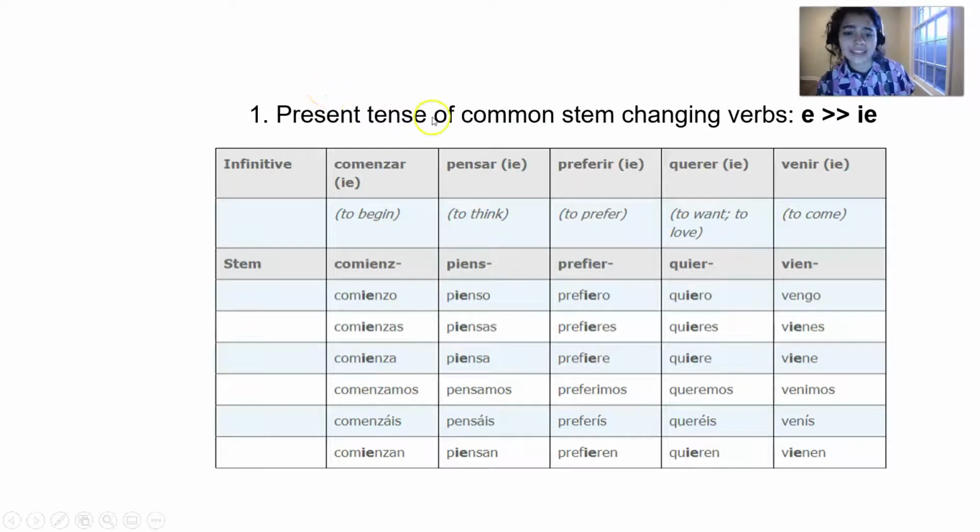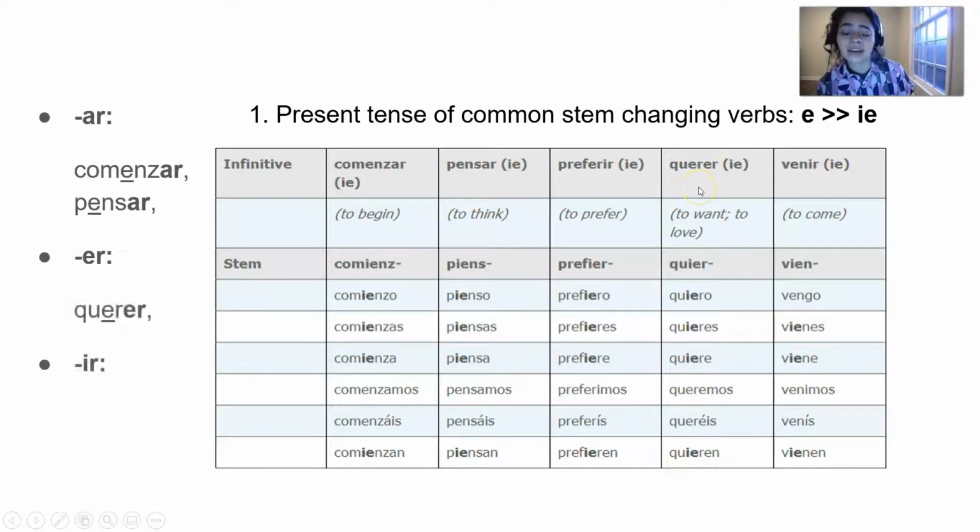Okay, present tense of common stem changing verbs from E to IE. So we have AR verbs like comenzar, to begin, and pensar, to think. We have ER verbs like querer, to want. And then we have IR verbs such as preferir, to prefer, and venir, to come. So you can see this is the verb in the infinitive and they undergo a stem change. This vowel E turns into IE.